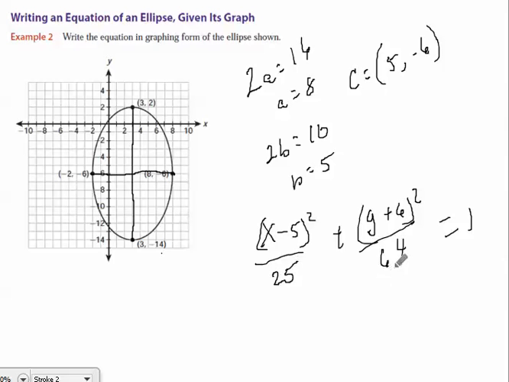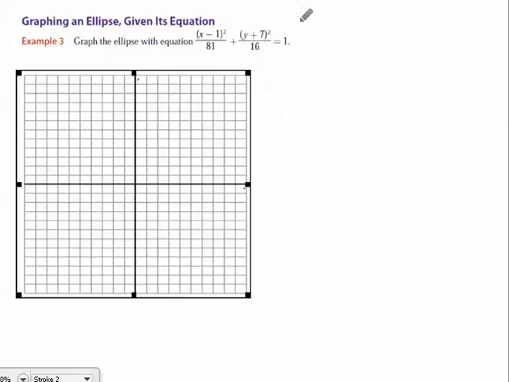Now, why did I put the 64 over here? It goes underneath the y's because that's where the major axis is. It's going up and down. Instead of putting it underneath the x's, that's where the minor axis would go. If it was a horizontal one, the 64 would have gone in the other direction. See, this one's got a bigger number underneath the x's. That tells me it's a horizontal ellipse.